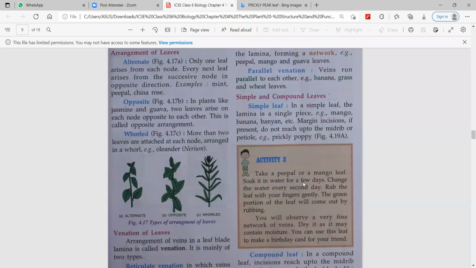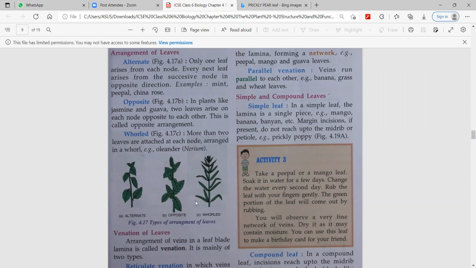Leaves are arranged on the plant itself, and they develop from the nodes. But how they are arranged on a plant is further of three kinds. For example, alternate, opposite, and whorl.